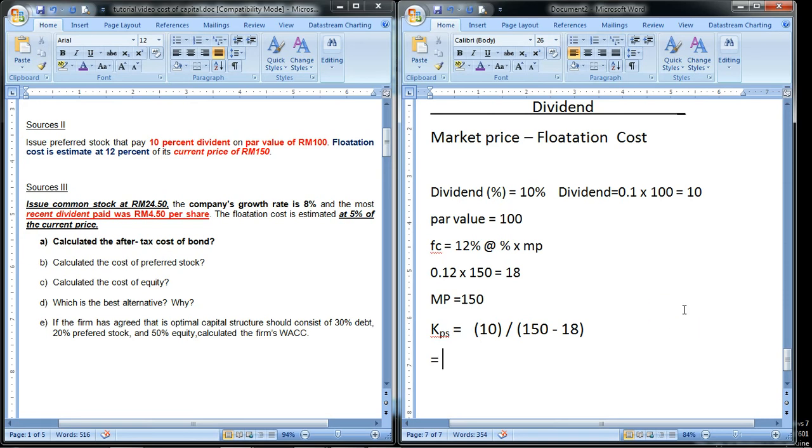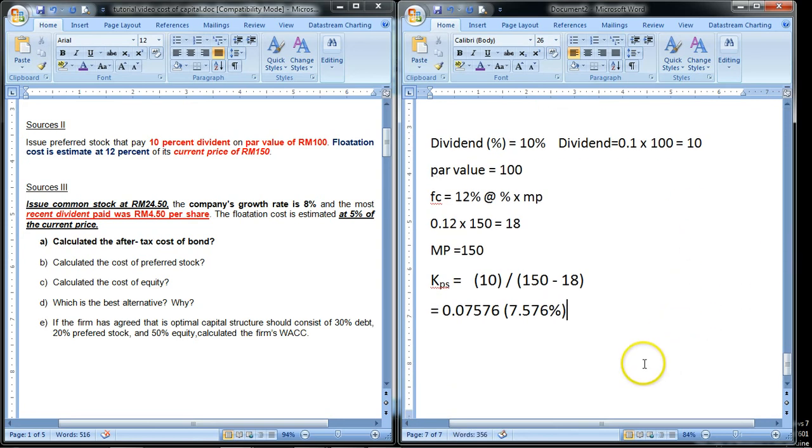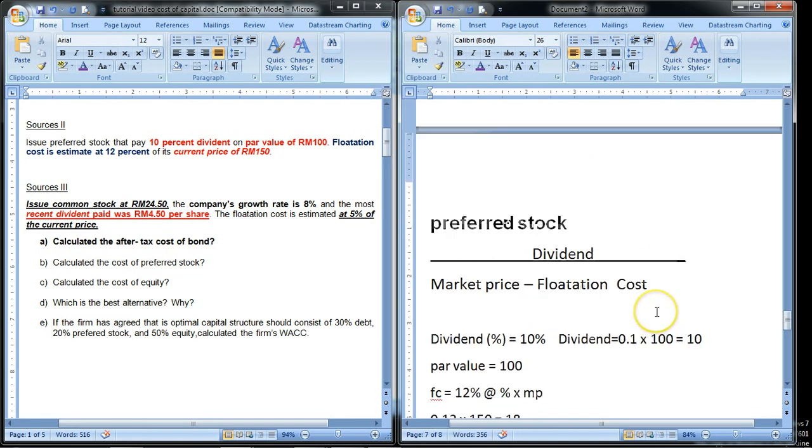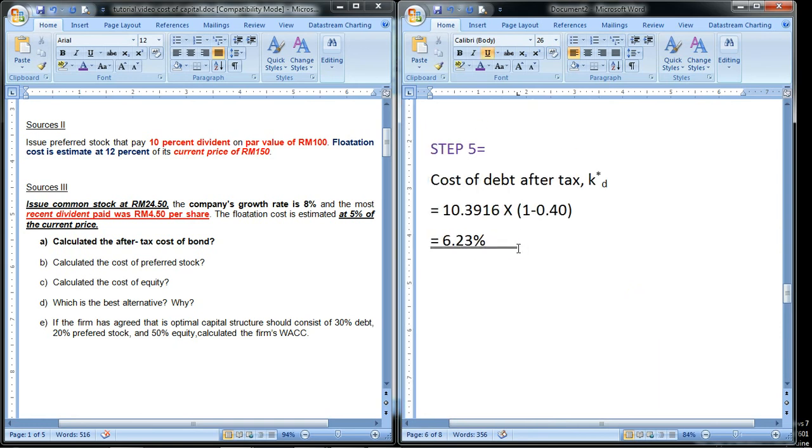You will get 0.07576. So please consider it as 7.58%. Okay, so this is the cost of preferred stock. Done. Provide me in decimals and at the same time provide me in percentage. Same goes for your bond. Please provide me both answers. I need both answers.